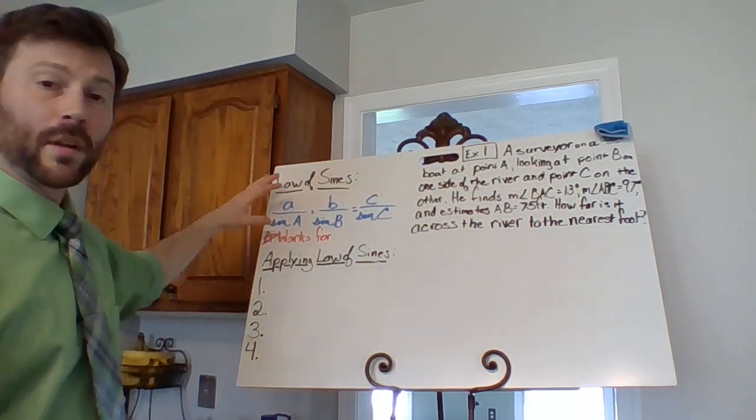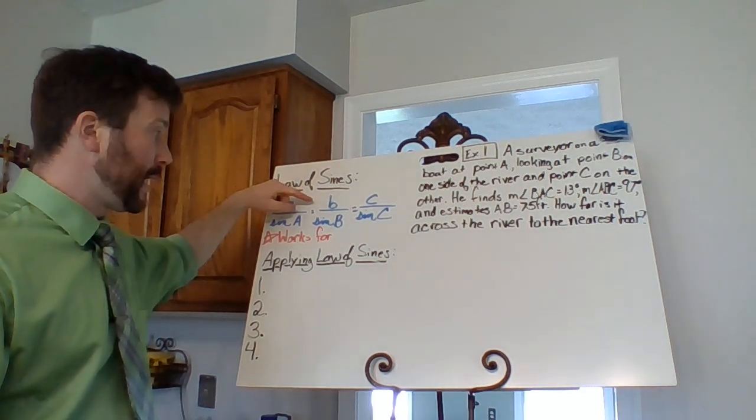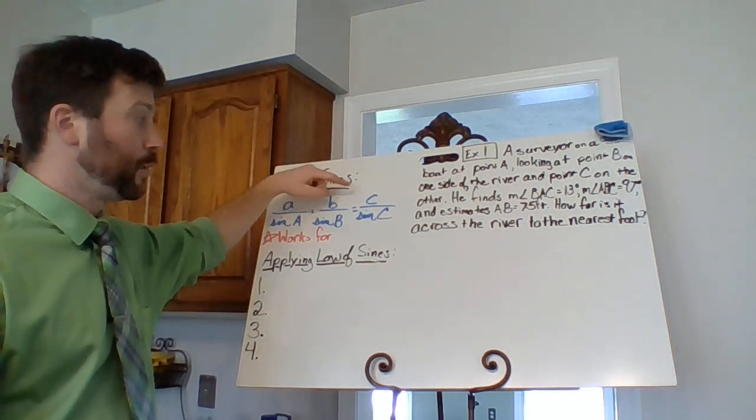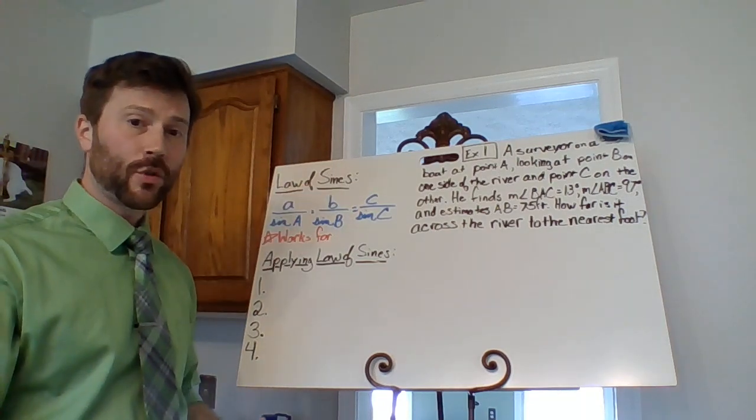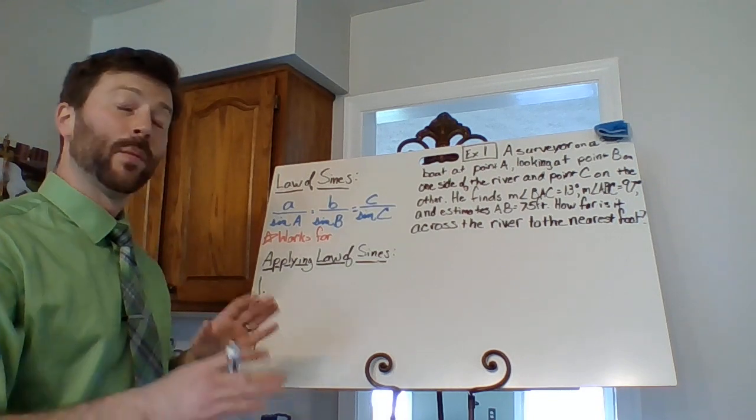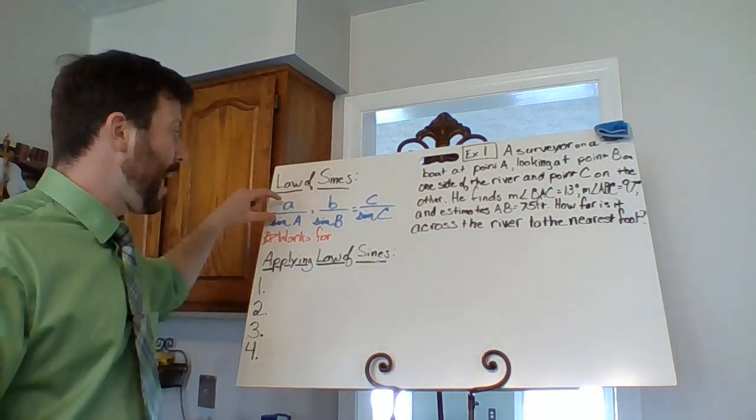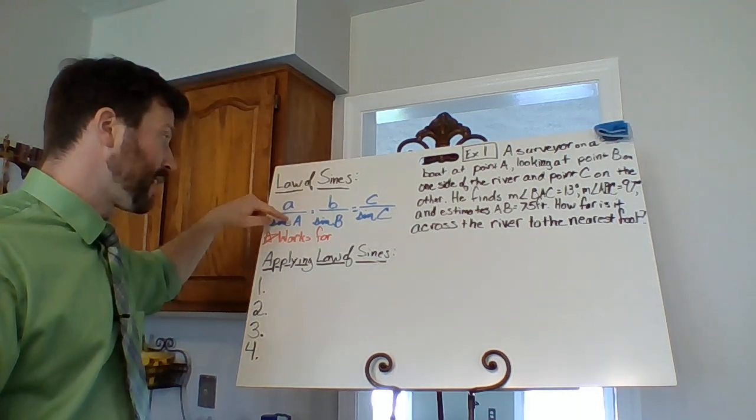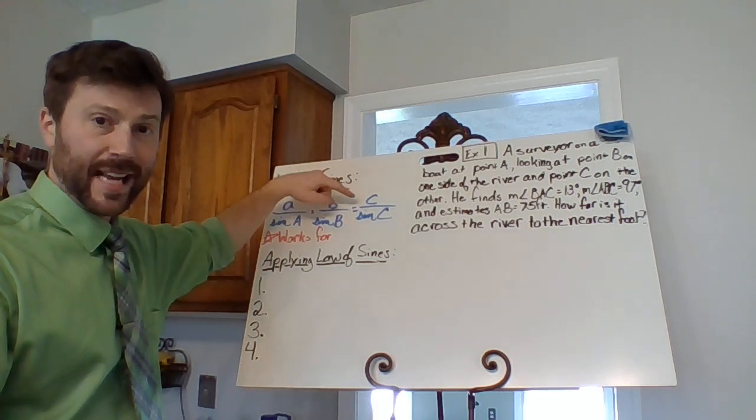So we know the law of sines says if you have a over the sine of A, that's equal to b over the sine of B, which is equal to c over the sine of C. The lowercase letters refer to the side lengths of a triangle. The uppercase letters refer to the angles of a triangle. And what's more important than that is that the angles and sides opposite one another have the same letters. So angle A is opposite side a, angle B is opposite side b, angle C is opposite side c.